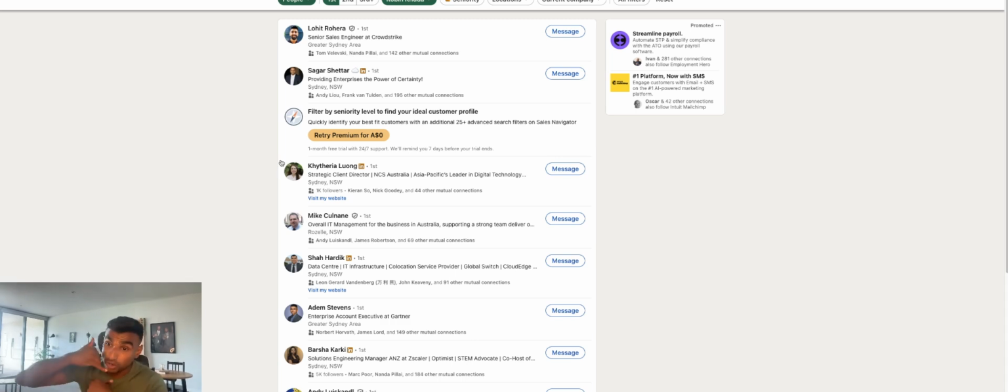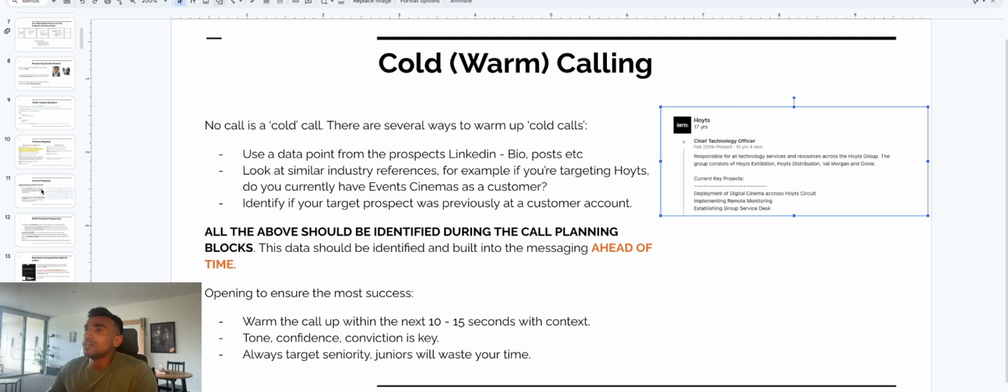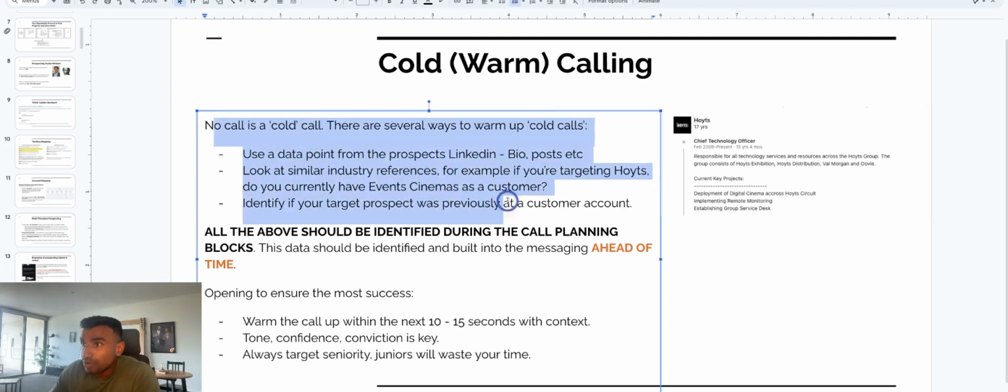So in that situation, I can call up Robin and say, Robin, hope you don't mind me reaching out. I was speaking to Lohith Rohera at CrowdStrike, one of my really good mates, and he mentioned it might be worthwhile me giving you a quick call, right? So again, you can find a way to warm that call up. That's how you want to be thinking about how to warm up a cold call.